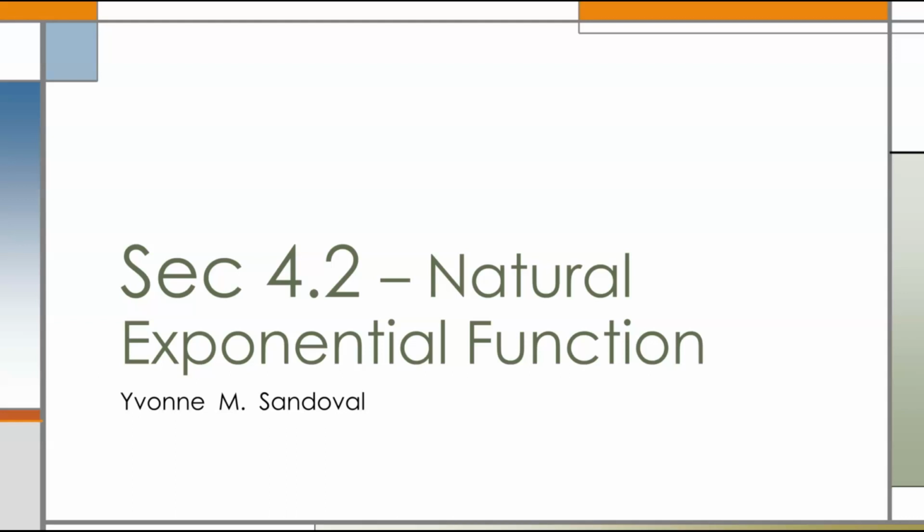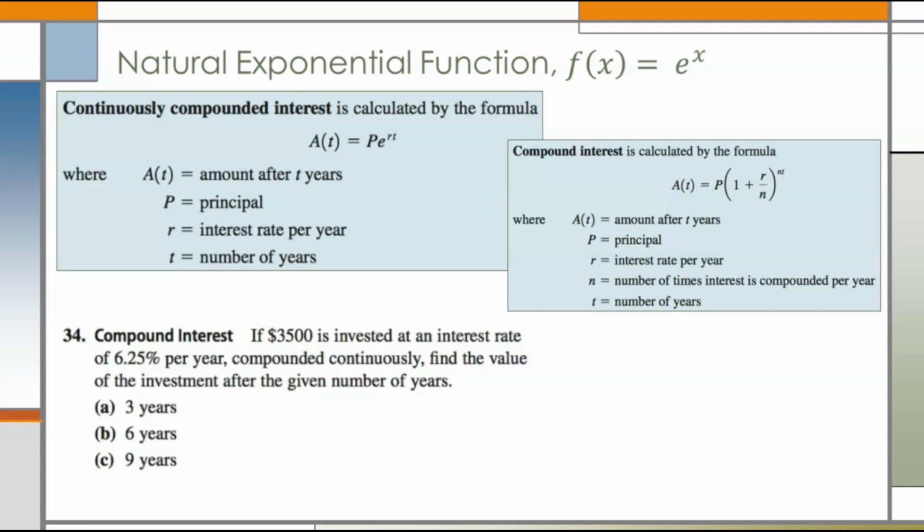Section 4.2, Natural Exponential Functions, Part 2. Okay, we are in Section 4.2 working with the natural exponential function. Natural exponential functions are base e. E, like pi, is 3.14. E is a special constant, 2.718.